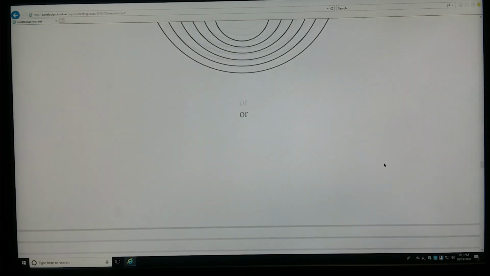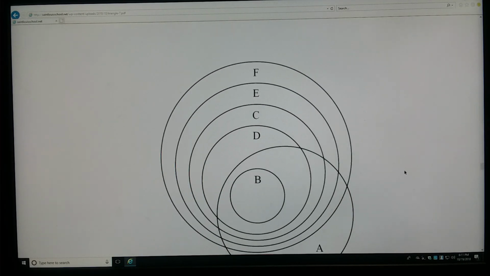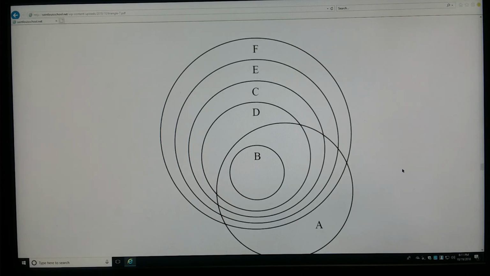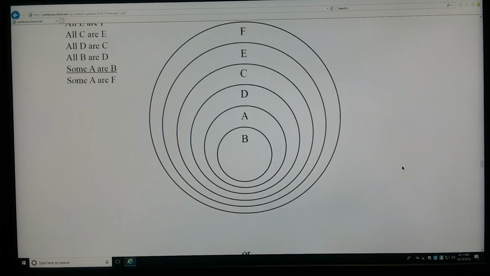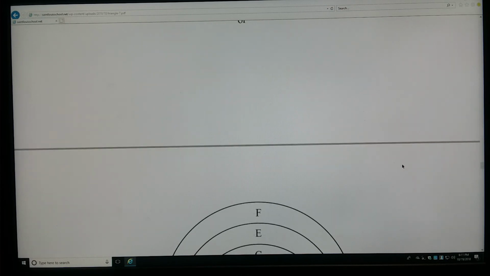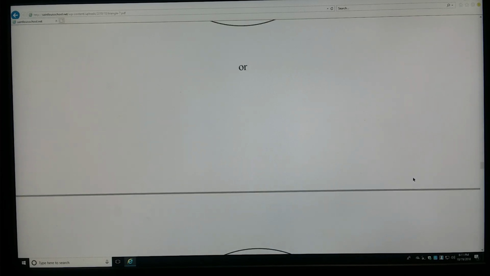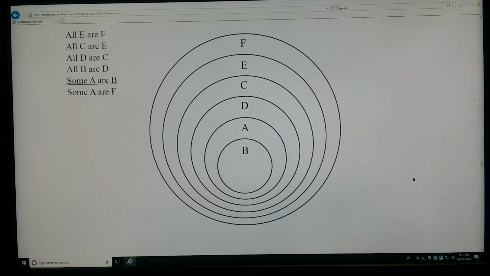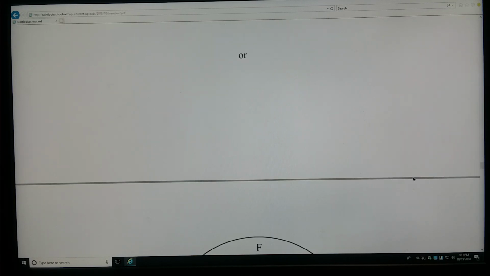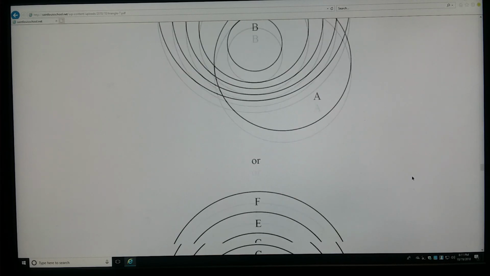Okay, now we could have this diagram right here. And in this case, it would be true that, let's look back at our conclusion, some A are F. It is possible to have some A are F, but it's also possible that it could be the case that really all A are F. So this argument as well is going to be invalid.